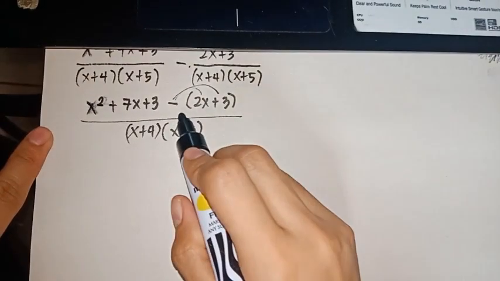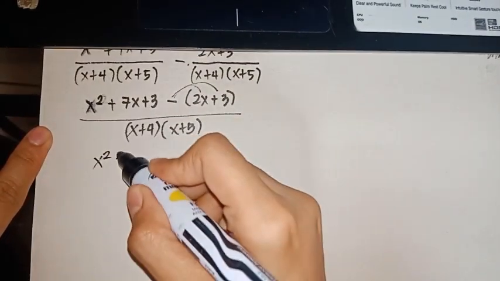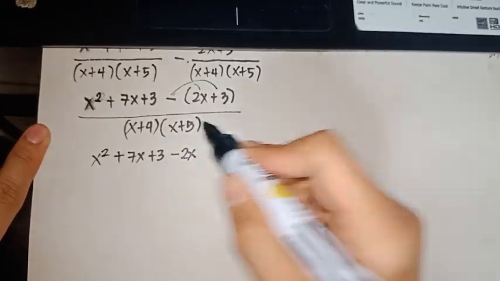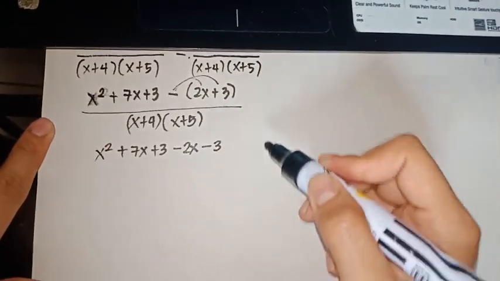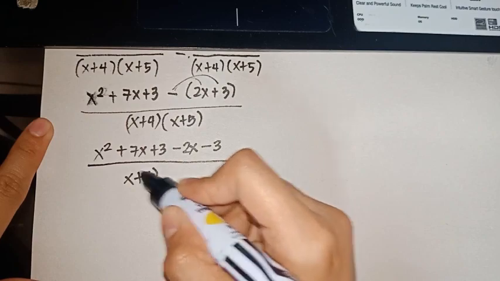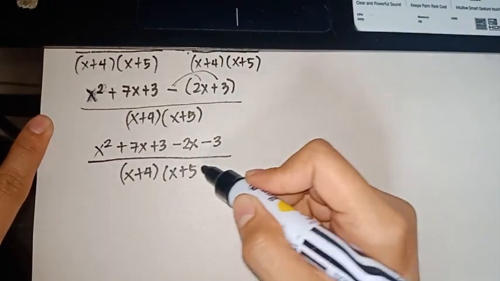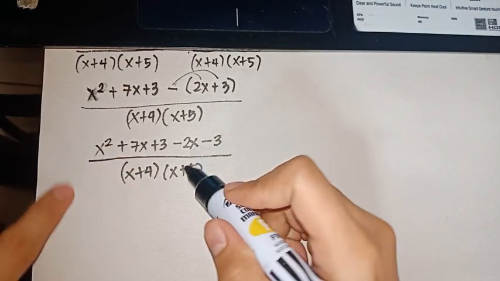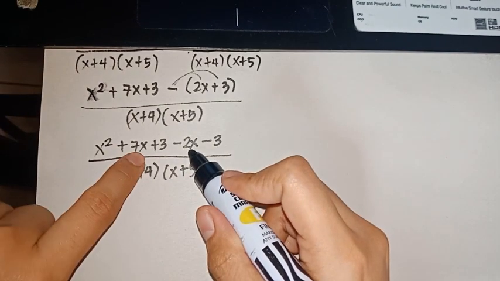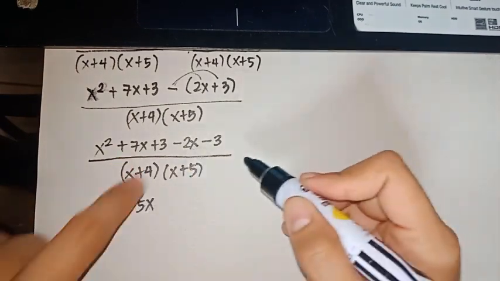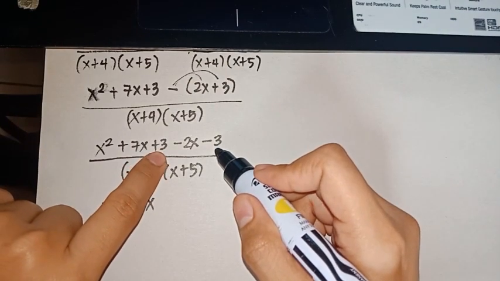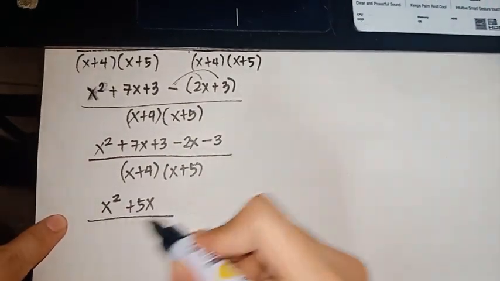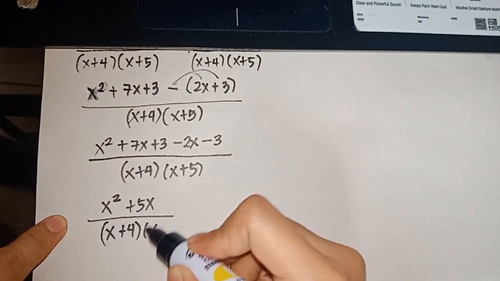Let's change the sign of 2x plus 3. So we have x squared plus 7x plus 3. Negative times 2x is negative 2x. Negative times positive 3 is negative 3. All over x plus 4 times x plus 5. Now simplify. As you can see, we have like terms, 7x and negative 2x. So we have x squared. 7x minus 2x is 5x. Next, the constant term, positive 3 minus 3, is 0, so you don't need to write 0 here. All over x plus 4 times x plus 5.